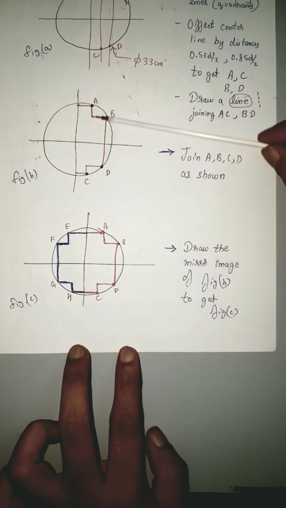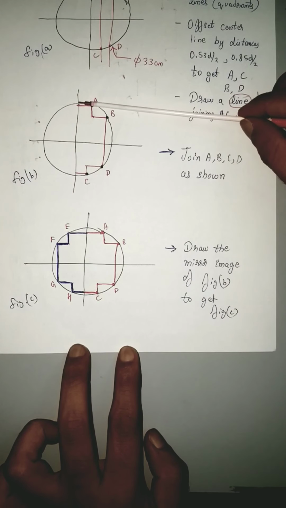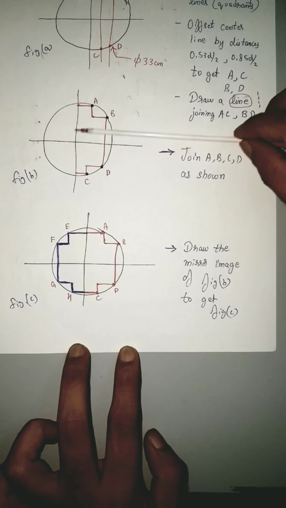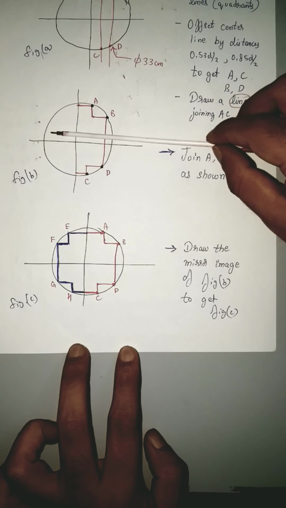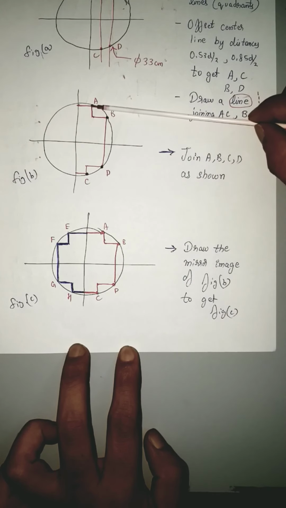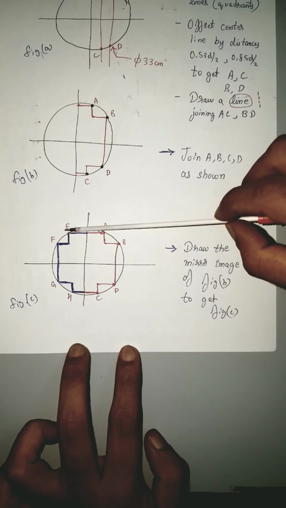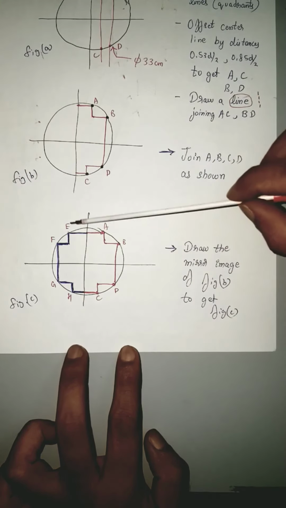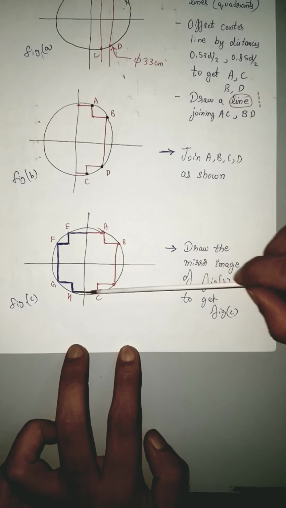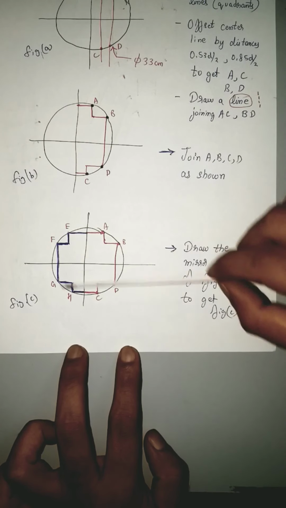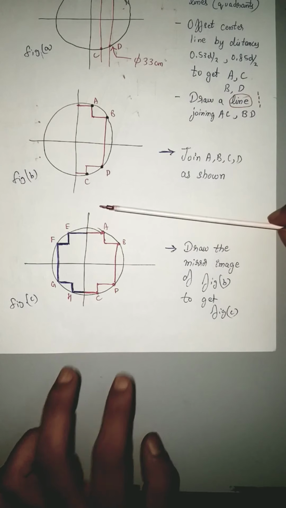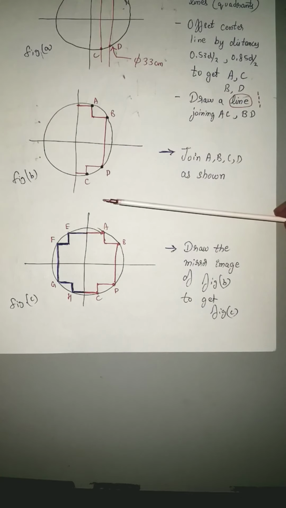Next, whatever is being drawn here, in the same way, I need the mirror image of this on the left hand side. That is, whatever you have done here in order to locate A, B, C, D, same thing you do on the left side to get E, F, G, H. Join EA, join CH to get the complete cruciform core. This finishes the drawing of the core.